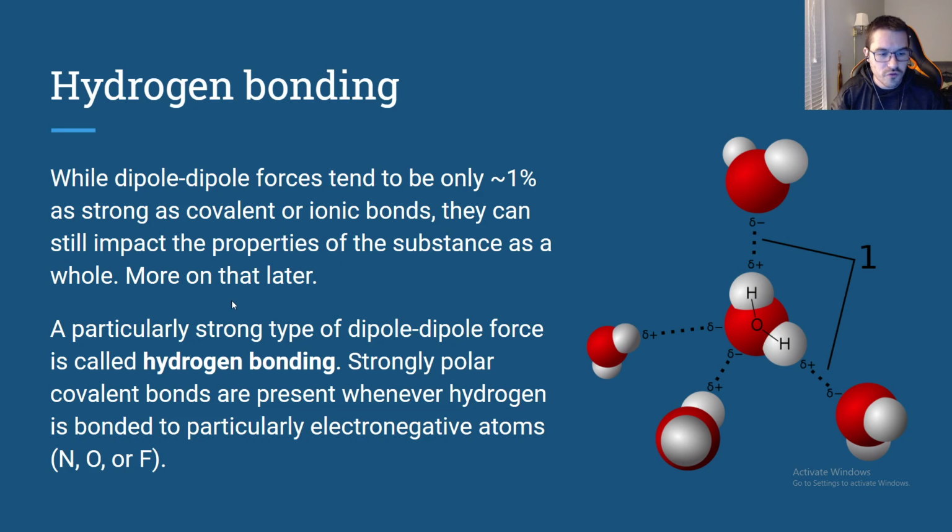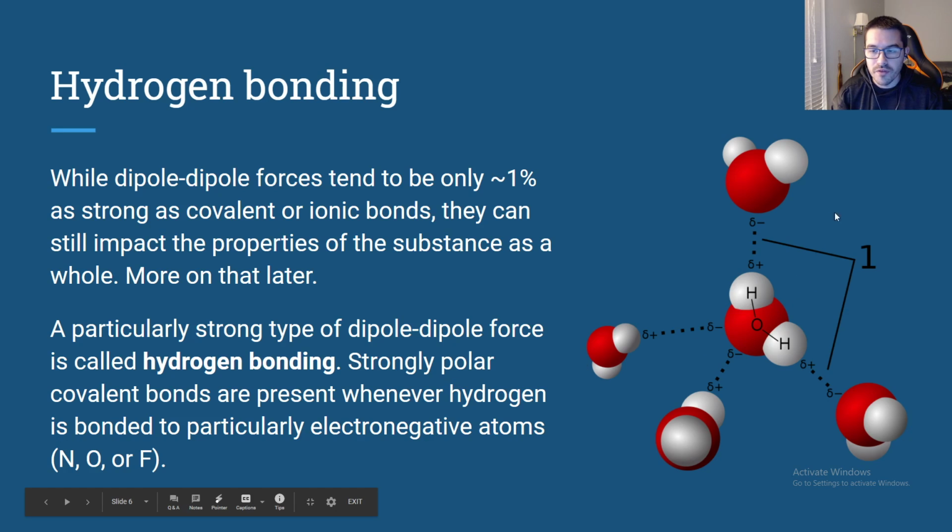But a particularly strong type, so maybe slightly more than 1%, a particularly strong type of dipole-dipole force is called hydrogen bonding. And if you were in my class last year, I know we talked about this a little bit. Hydrogen bonding occurs whenever hydrogen bonds to a particularly electronegative atom. So nitrogen, oxygen, or fluorine are the typical atoms that arise in hydrogen bonding.